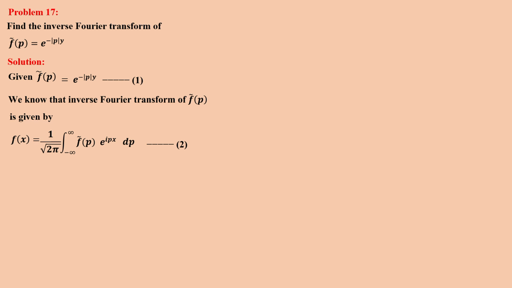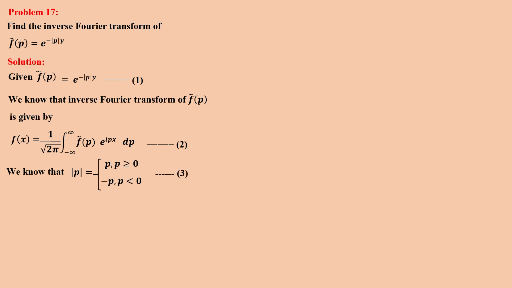Now, in equation number 1 they have given f bar of p equal to e power minus mod p y. So we are going to replace mod p by p and minus p, because we know that mod p is equal to p if p is greater than or equal to 0, that is positive. If it is negative, it is minus p, that is p is less than 0. So we are going to use this idea in equation number 1.